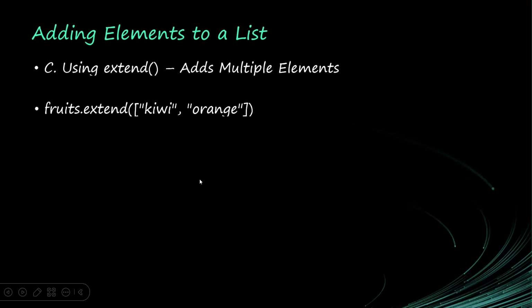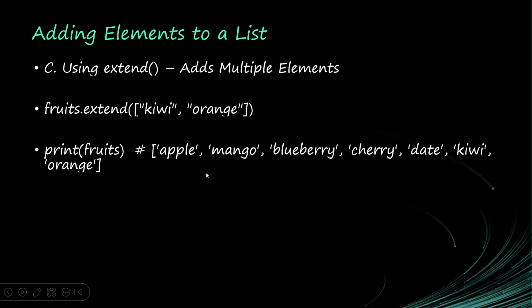So this is how you add kiwi and orange to the list, and you extend it, and this other array will be added at the end of it.